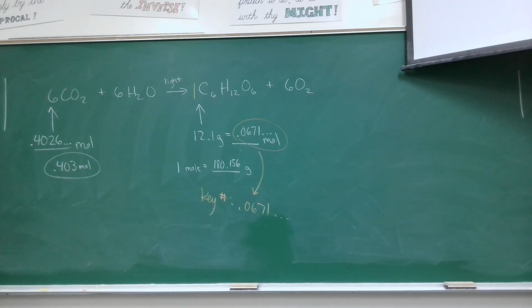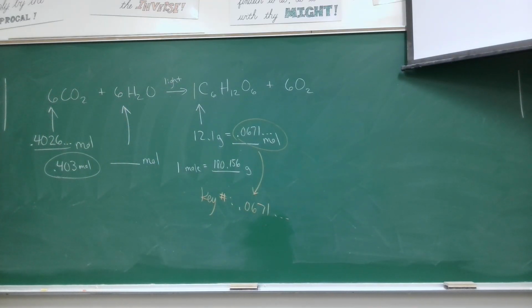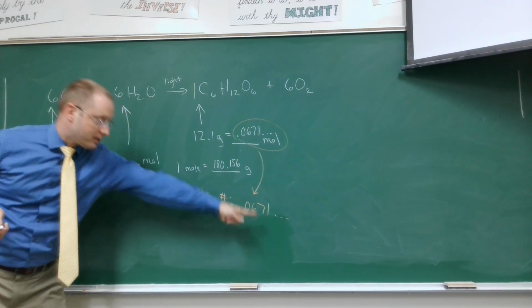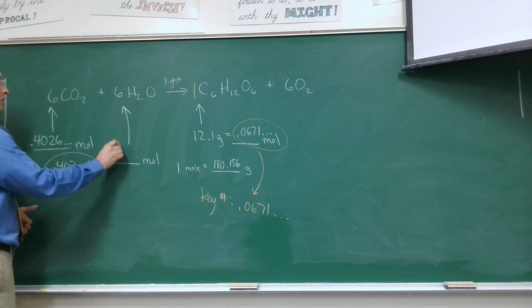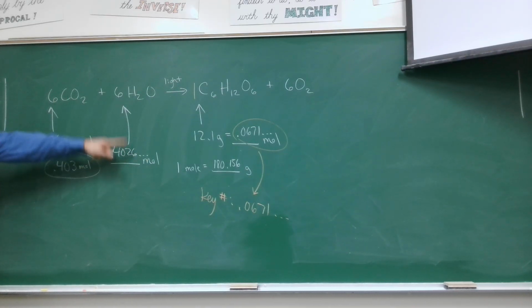All right, the next thing says, how many grams of H2O are needed? Well, notice it didn't say how many moles are needed, it said how many grams. But in order to know how many grams, we have to know how many moles. How would we figure out the number of moles, class? The key number times the coefficient, which not coincidentally is going to give us 0.4026, and so on. The number on your calculator, right? That's how many moles of H2O.